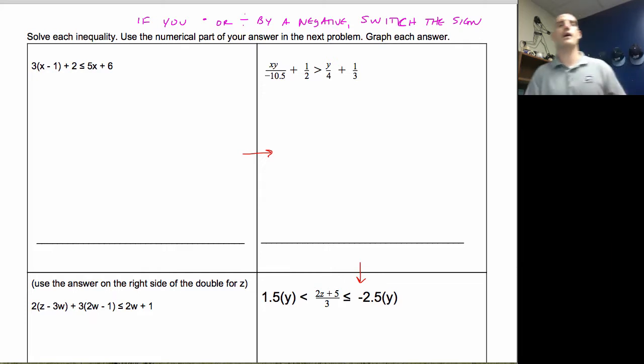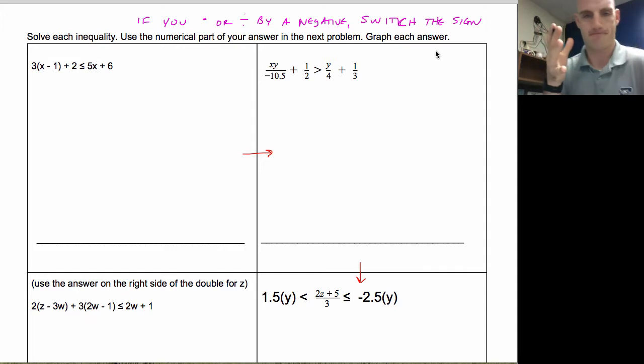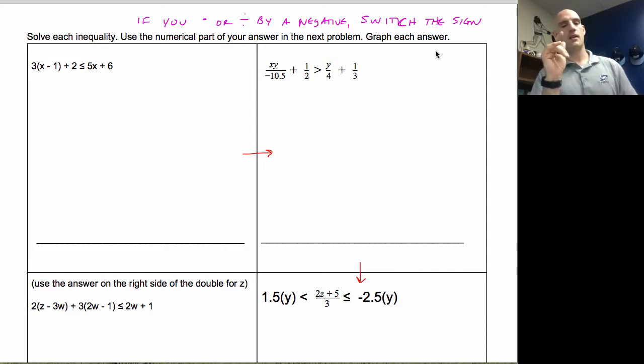Okay, so if you multiply by a negative, you've got to switch that sign the other way. If you divide by a negative, you've got to switch that sign the other way. Okay, so that's what we do for inequalities. So keep that in mind.